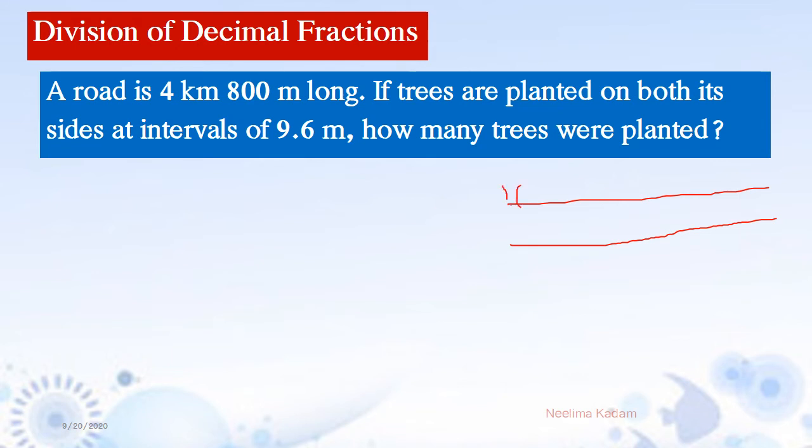Here I have to plant one tree, and similarly on this side also we have to plant one tree. On both sides we have to plant some trees. Now how much interval? It is 9.6. So suppose the first one will be here, the second one will be at a distance of 9.6 meter. So the second tree will be here. Similarly, the second tree will be here.